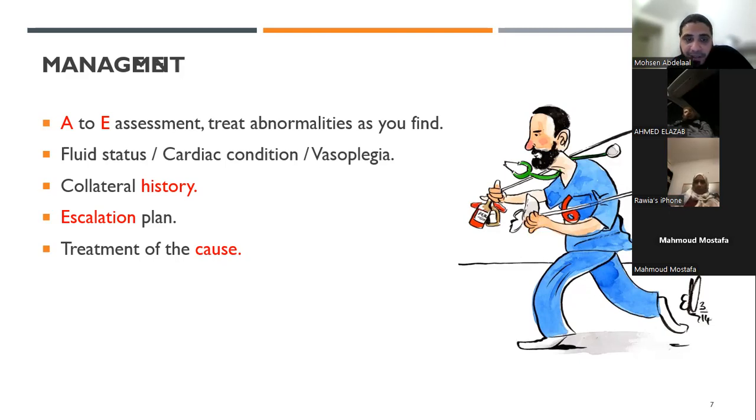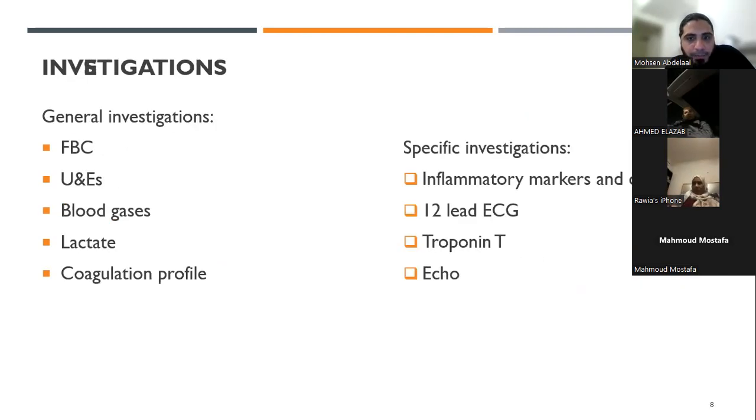So be sure to know the collateral history of the patient. The escalation plan: you should know what I'm gonna do now to resuscitate the patient and what should I do next. And the main aim, the main thing that you need to do, is treat the cause. The investigations are part of the management, but they are not part of the resuscitation. So you will use these to collect information to target the resuscitation plan.